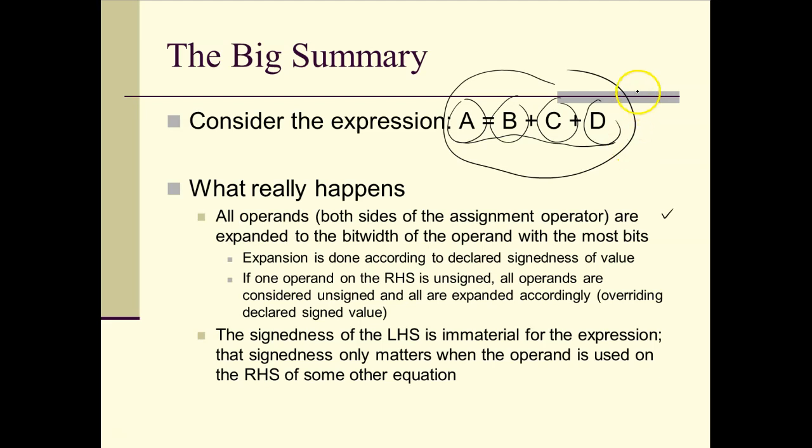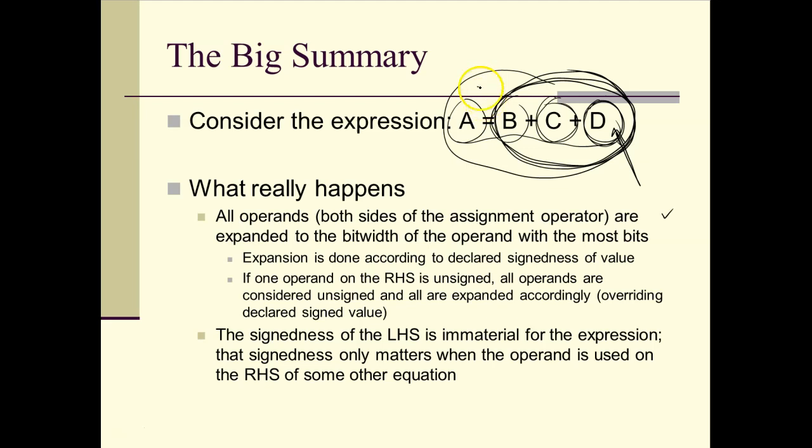We've already seen that, but what's important here is, if there's even one unsigned value on the right-hand side of this equation, it is going to consider all the values as unsigned, even if they are originally declared as signed values. So having one of these being unsigned will force them all to be considered unsigned, which effectively overrides the signedness you put in the declaration. So it's super important you understand that.